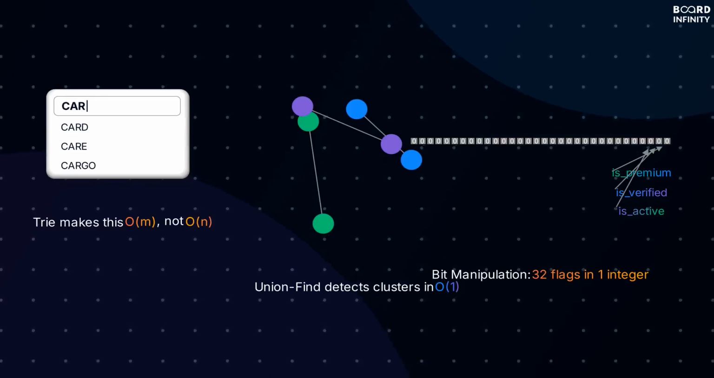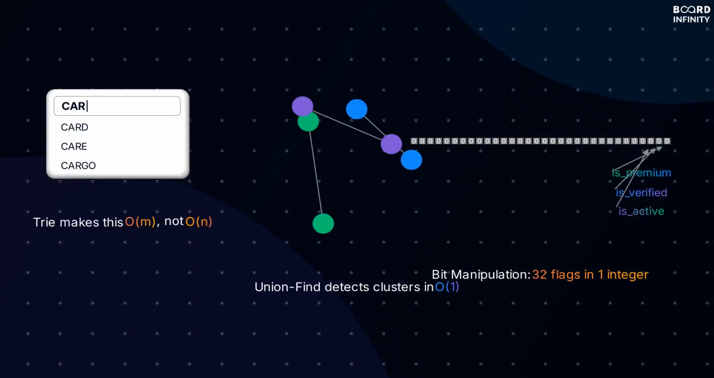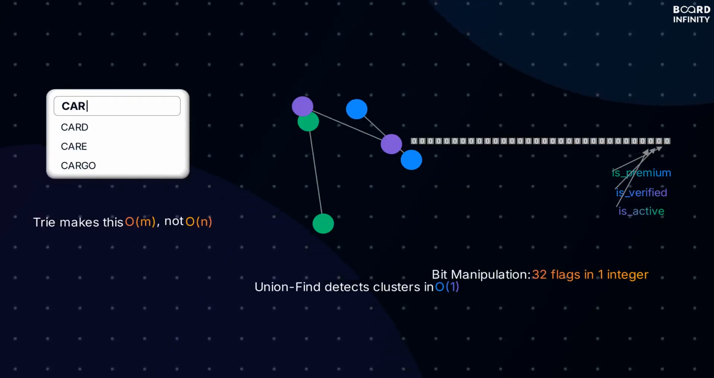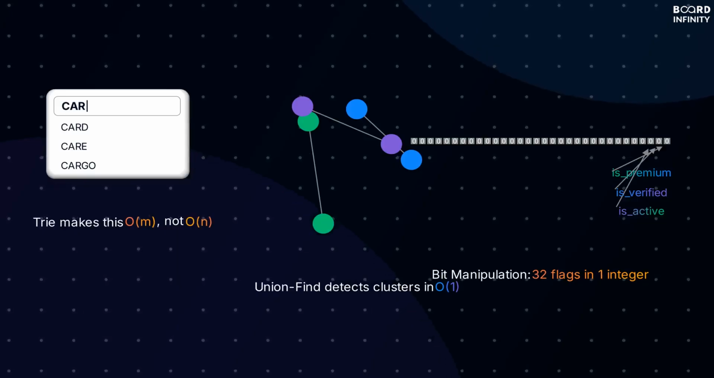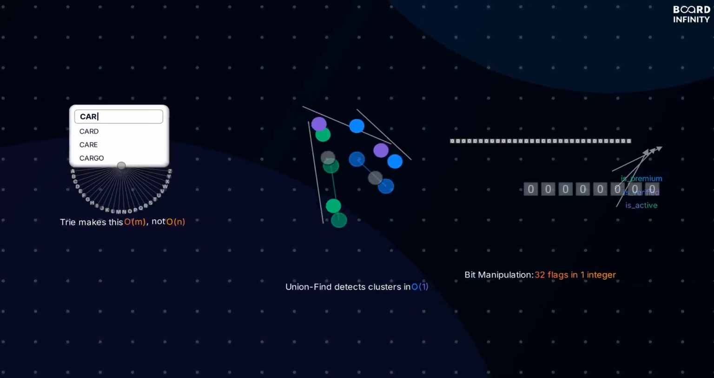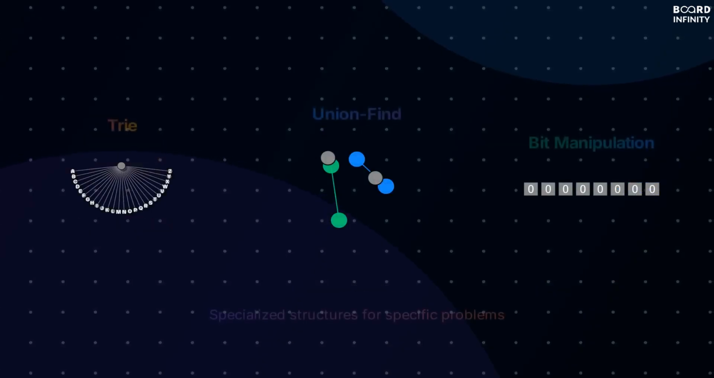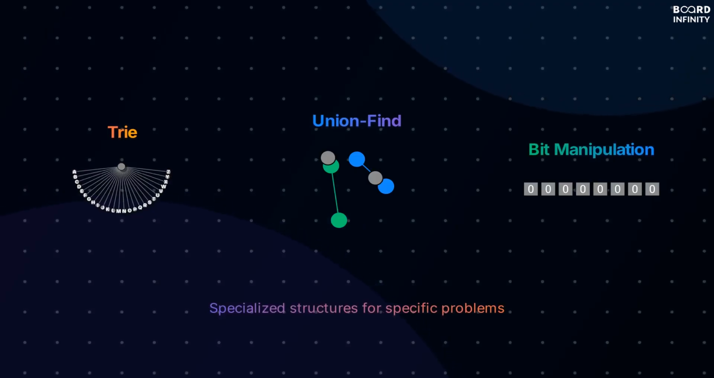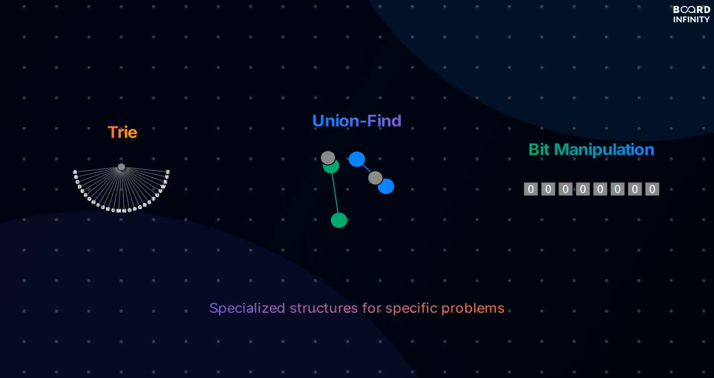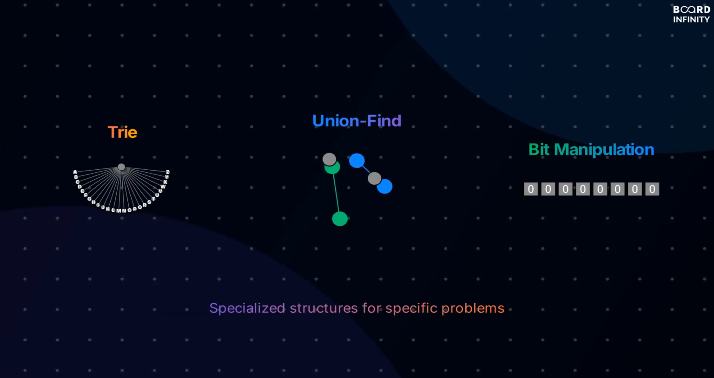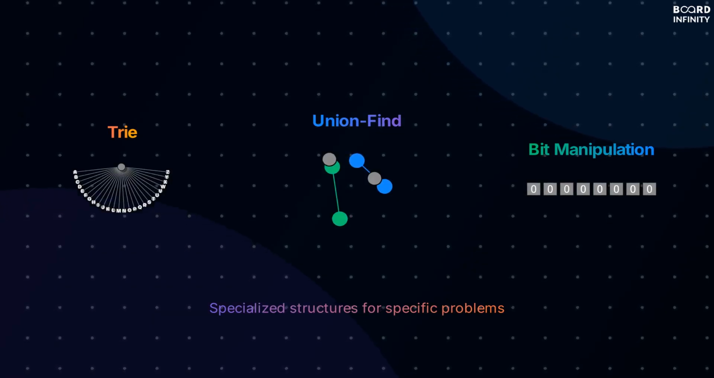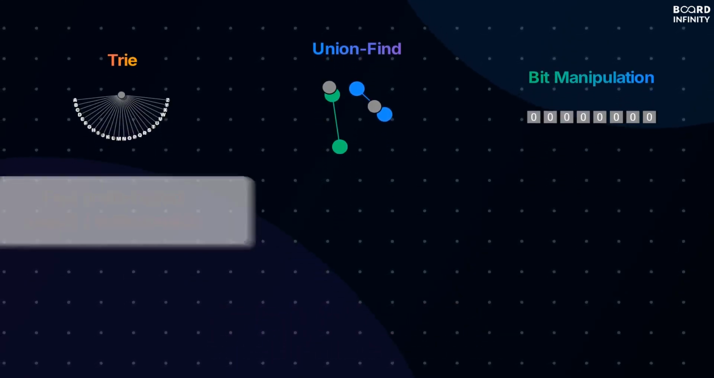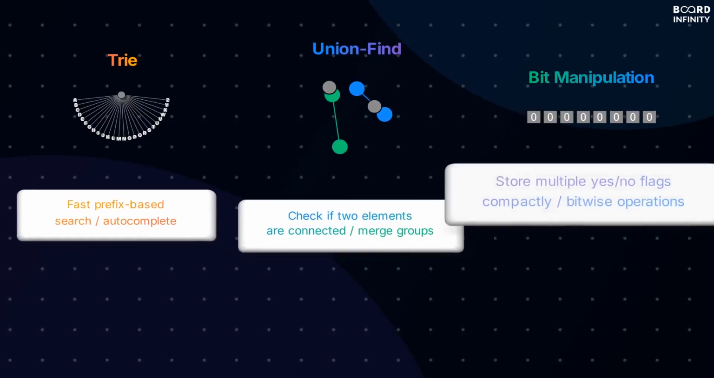Most coders know arrays and trees, but top performers rely on these 3 specialized structures to solve specific problems orders of magnitude faster. Understanding when and why to use tries, union find, and bit manipulation separates casual coders from those who ace interviews and build high-performance systems. In the next few minutes, you'll see exactly how each structure works, where it's used in real systems like Google Search, and when to apply it in your own code.